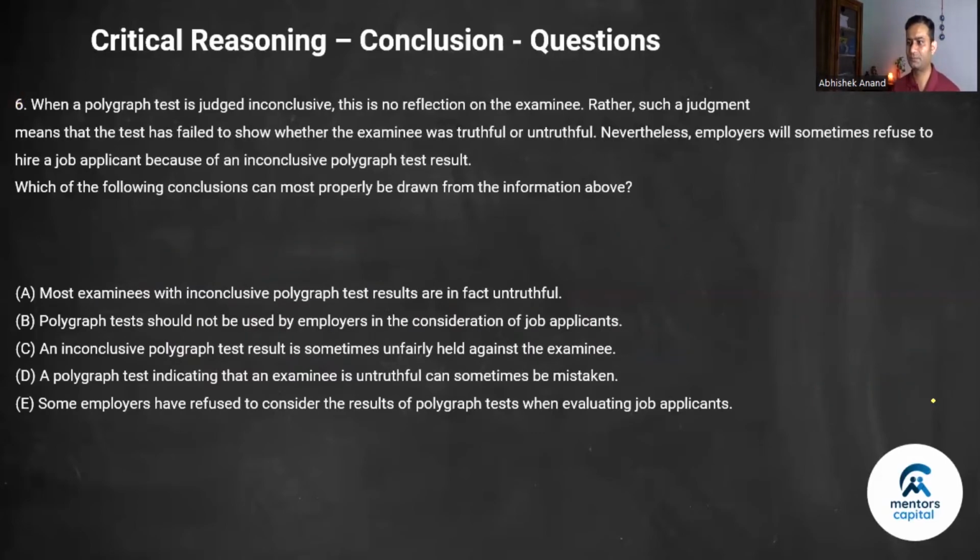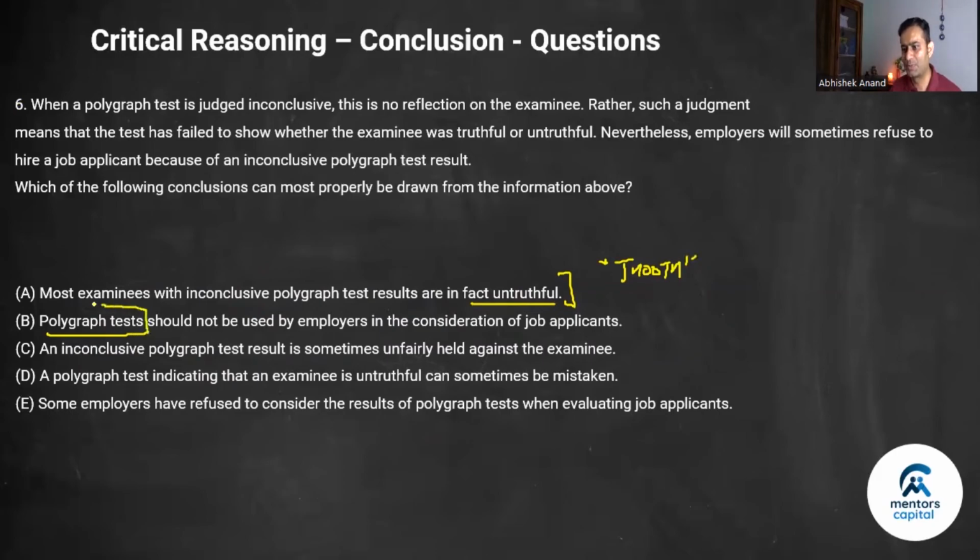Okay. Now, most examinees with inconclusive polygraph tests are in fact untruthful. I call this error jhoot. See, the errors also repeat themselves. This is the opposite. The fact says that you cannot identify whether he was truthful or untruthful. So you can't conclude this. Look at B. Why is B out?